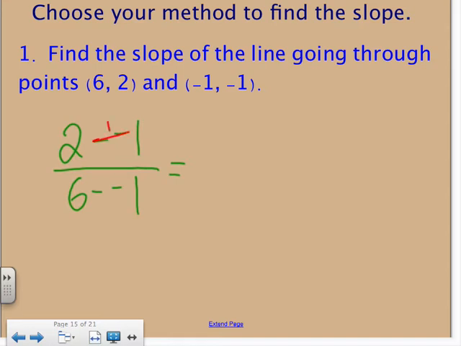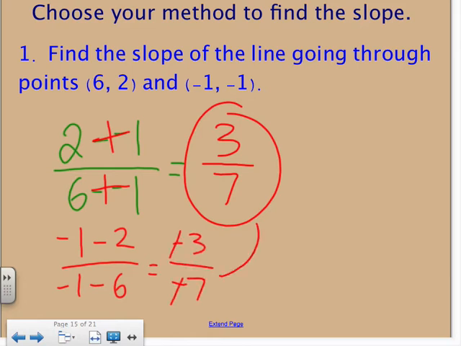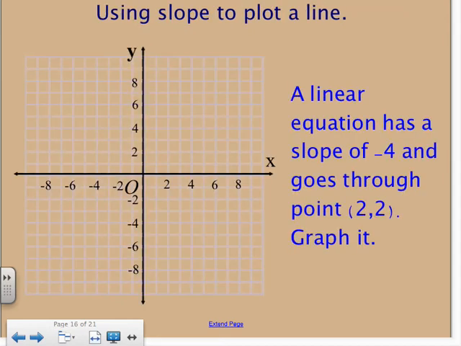So 2 minus -1 is 2 plus 1. 6 minus -1 is 6 plus 1. So 3/7 is the answer you should have got, okay? If you had flip-flopped it the other way, you would have gotten -3 over -7. And remember, those two negatives cancel out, and it ends up equaling 3/7 that way as well, okay? So it doesn't matter which order you put your points in.